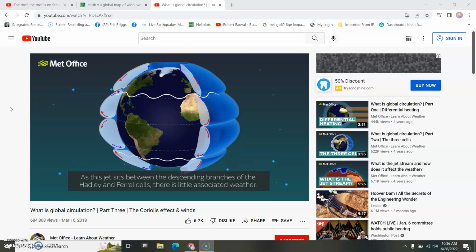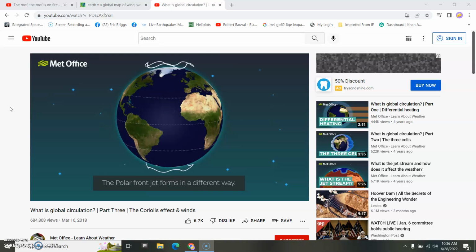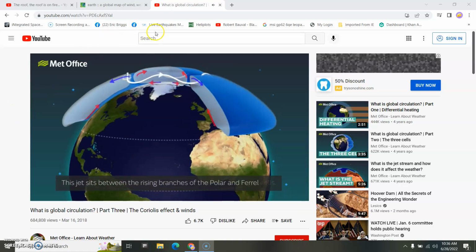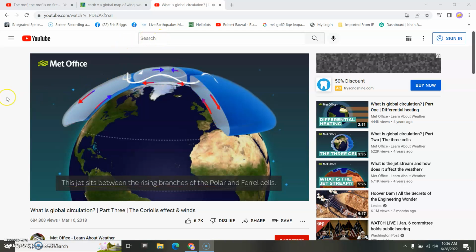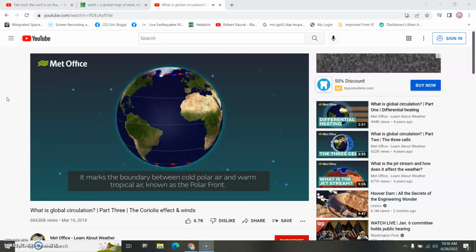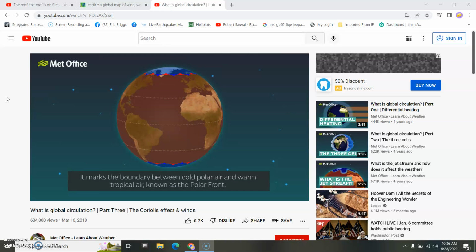Ascending branches of the Hadley and Ferrel cells, there is little associated weather. Polar front jet forms in a different way. This jet sits between the rising branches of the polar and Ferrel cells. It marks the boundary between cold polar air and warm tropical air, known as the polar front.